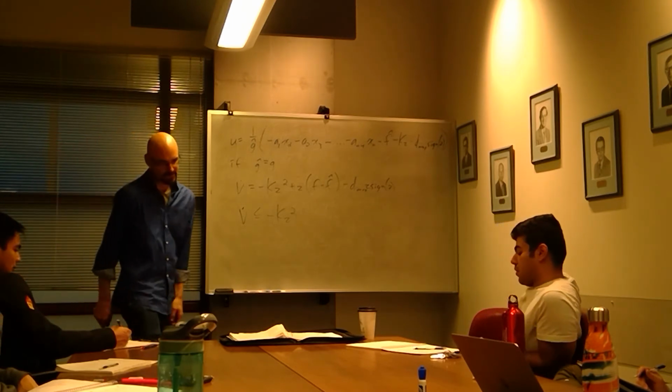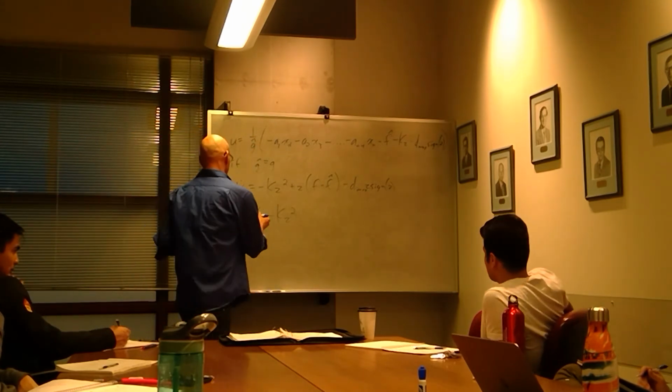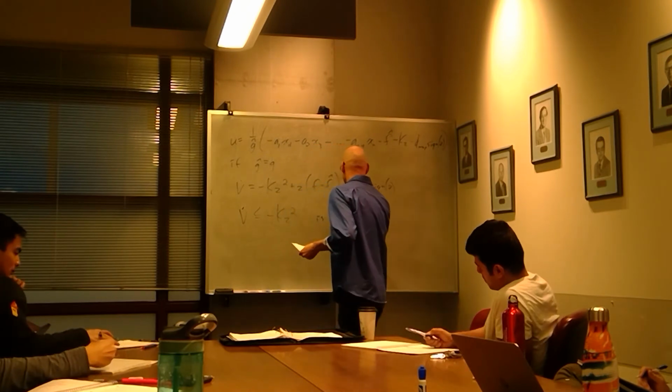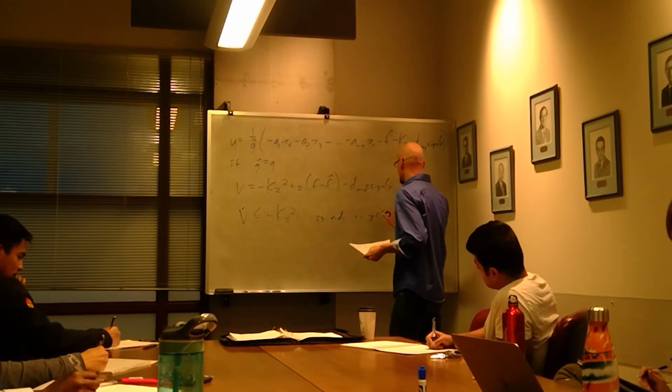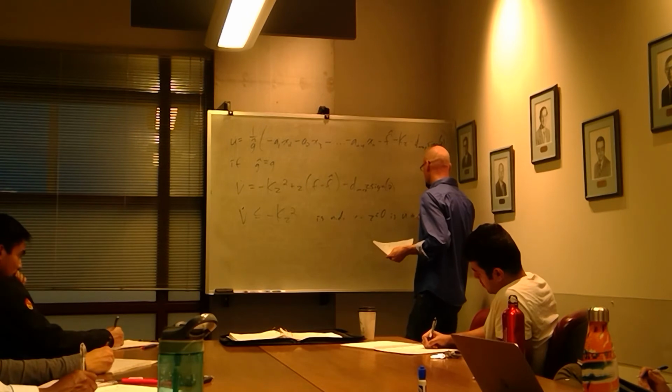So this is negative definite. Therefore, z equals 0 is uniformly asymptotically stable.